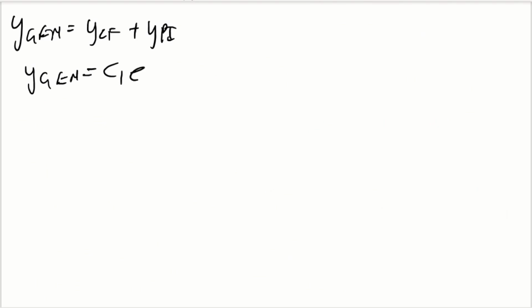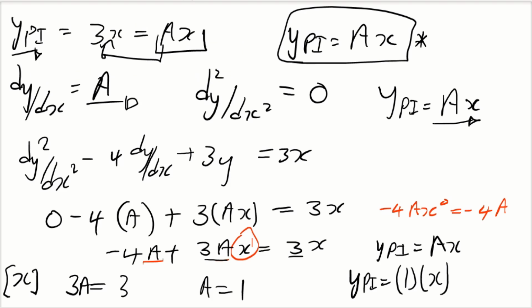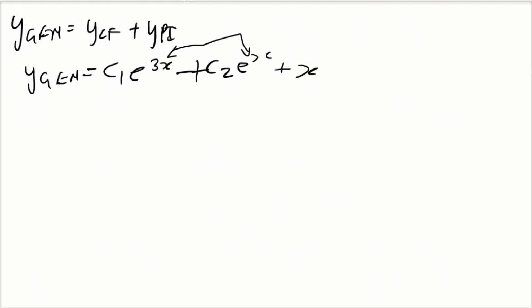So your y_CF was c1 e^x plus c2 e^(3x). Guys, it doesn't matter even if you swap these values, it's the same. Plus, okay, remember your y_PI was x. This is here, your y_PI was x. So you're gonna add x there. Then this is your general solution.